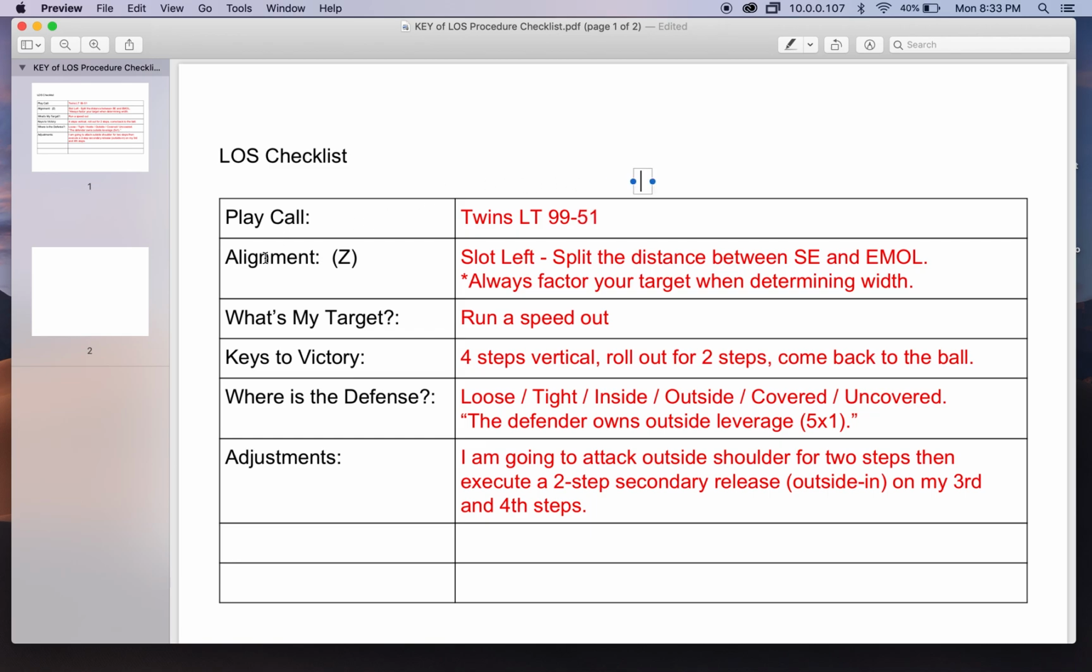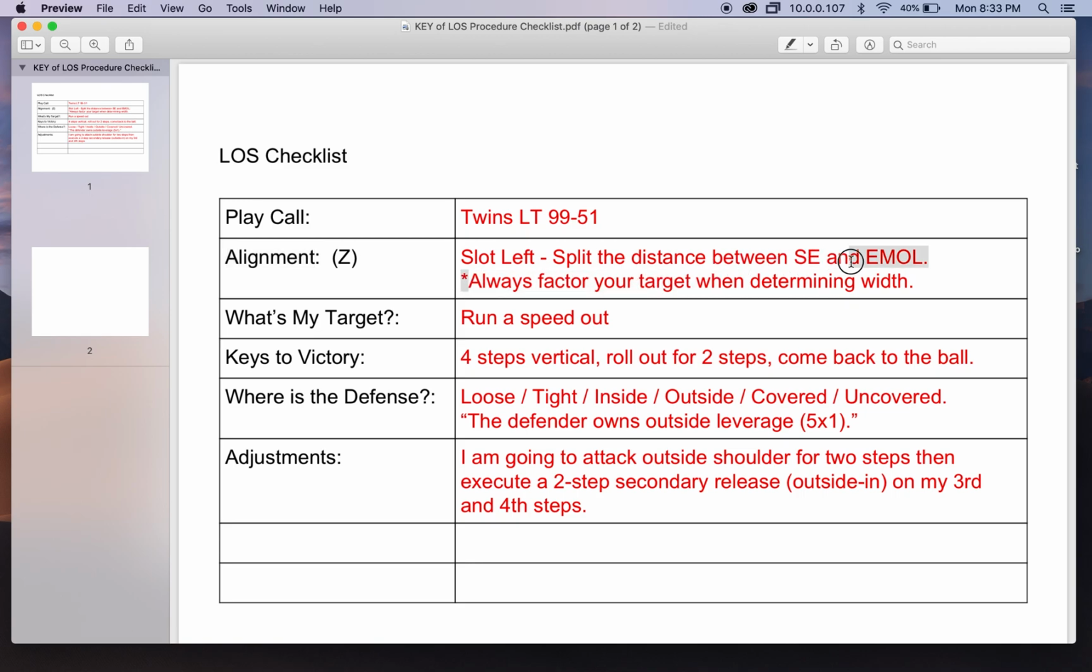Now, let's get back to it, okay? Break is called. We clap our hands. We head to the line of scrimmage. I ask myself, where should I align? I am the Z in twins left. Where do I align? Normally, you are in the slot left, and you are splitting the distance between the split end and the end man on the line of scrimmage in twins left, okay?